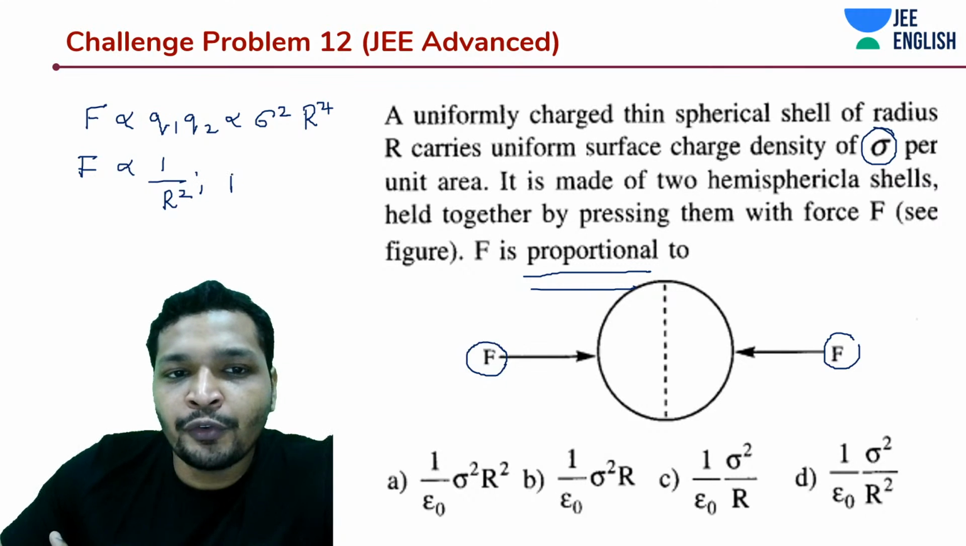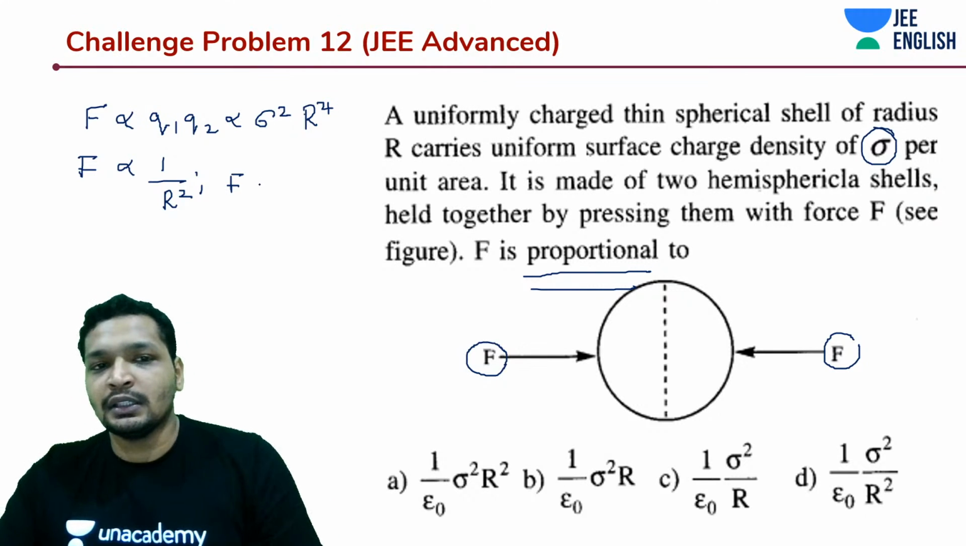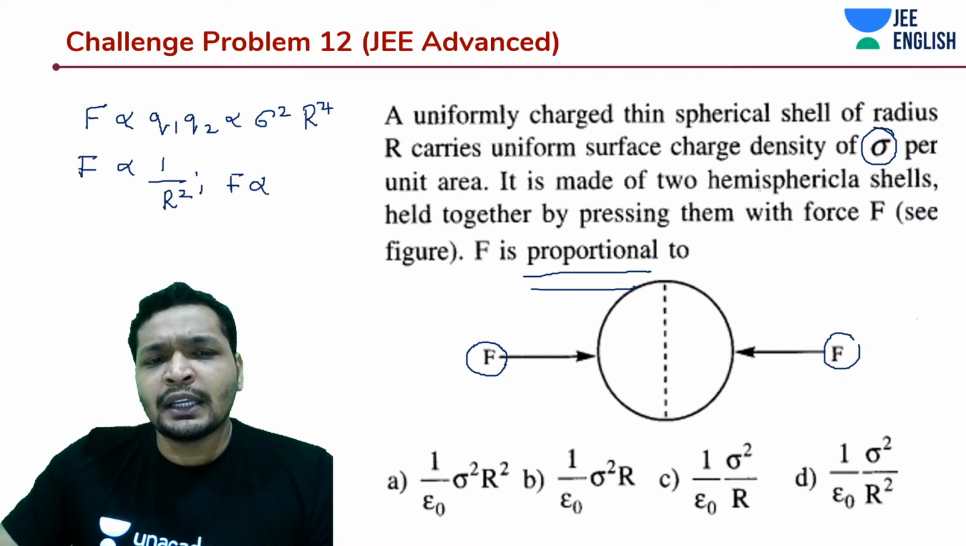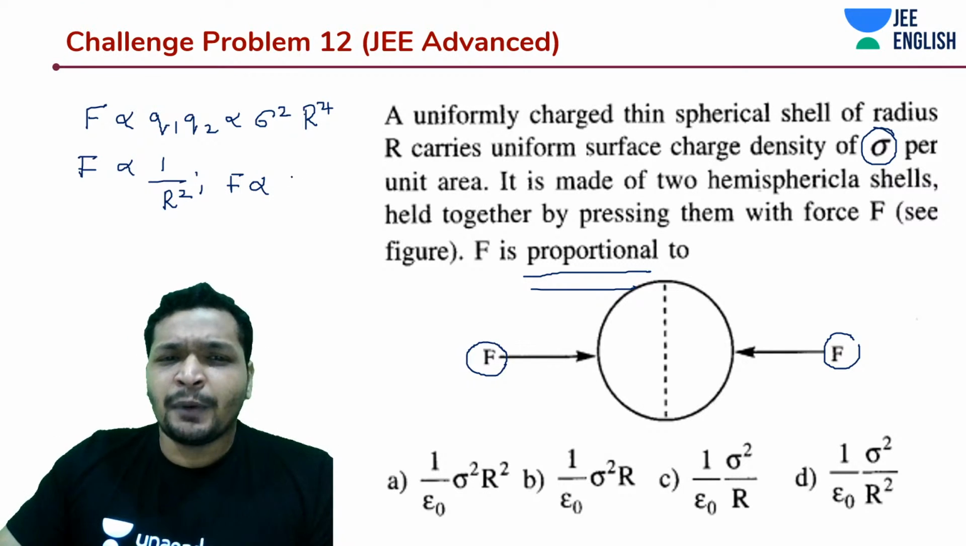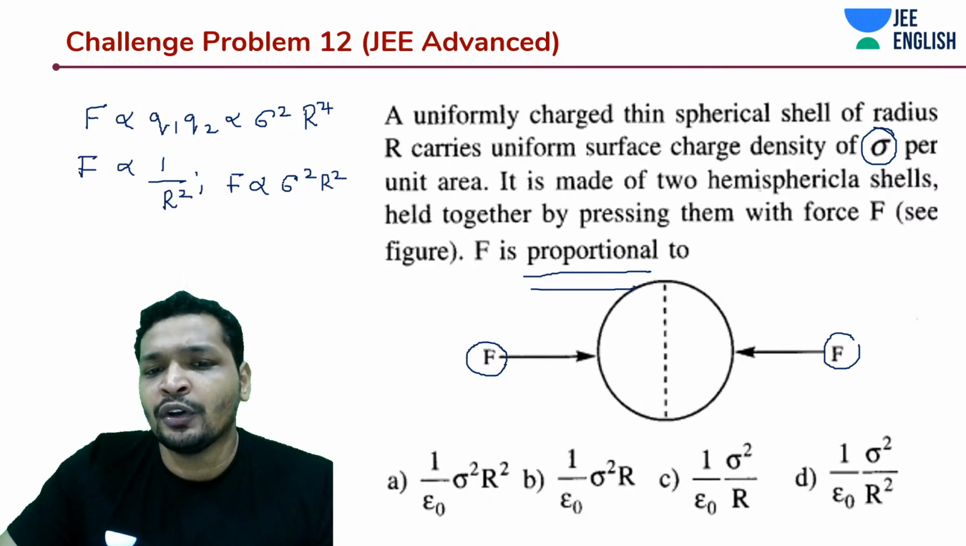So what should the force be? Actually, it's a capacitor plate problem. It should not be done this way, logically speaking. So F is proportional to sigma square r square, something like this you should get. There should be some constant. Probably the answer is just A.